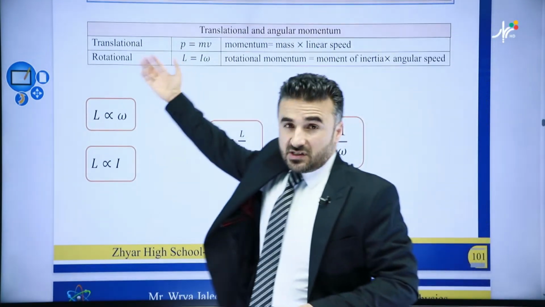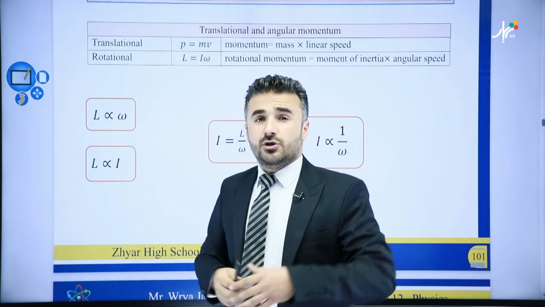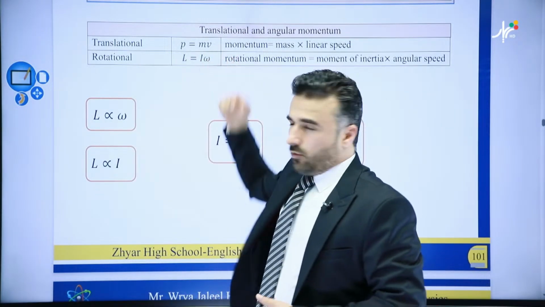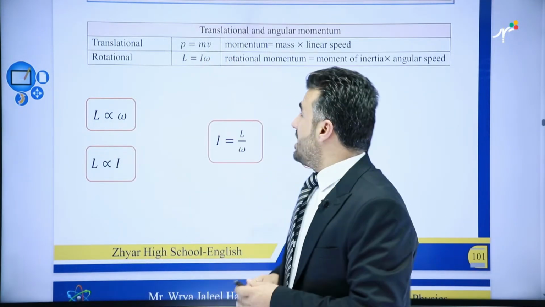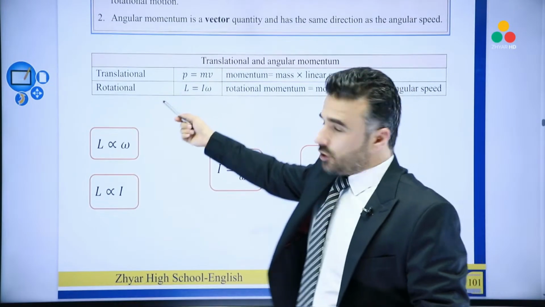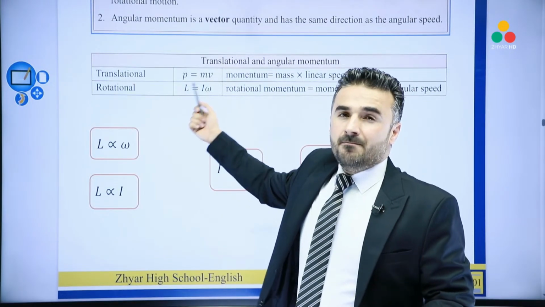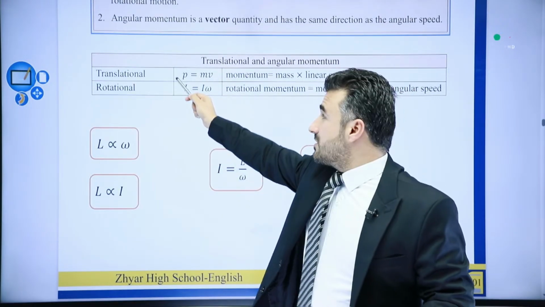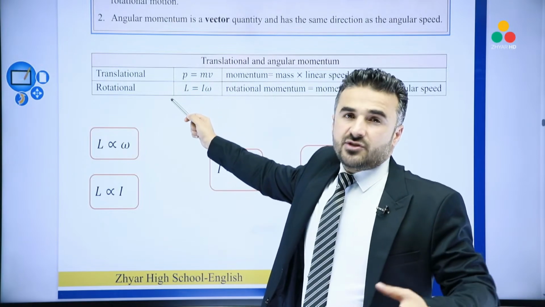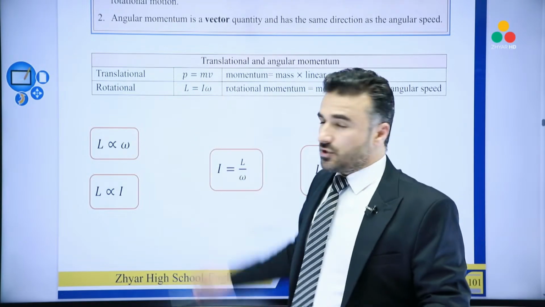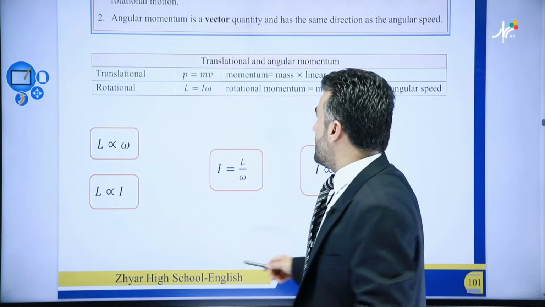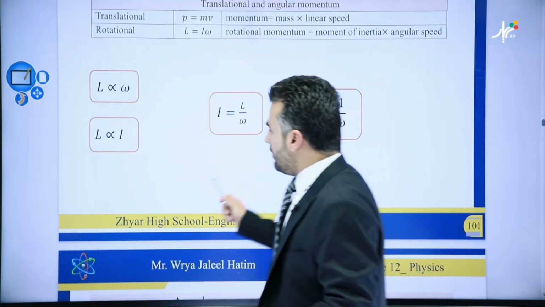So you've studied this in grade 11 in translational motion. We have momentum, which is equal to mass times velocity. And then in rotational motion, of course, the angular momentum. So this is just momentum. L stands for angular momentum, and it is the moment of inertia multiplied by the angular speed. Take a look at this equation.